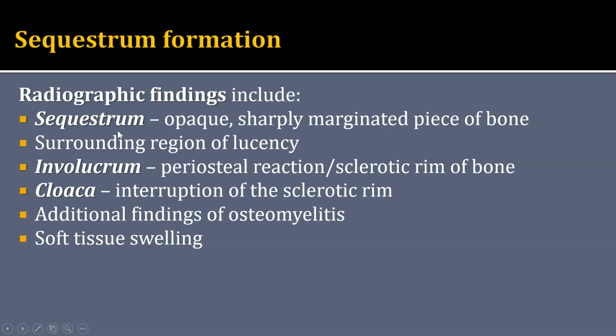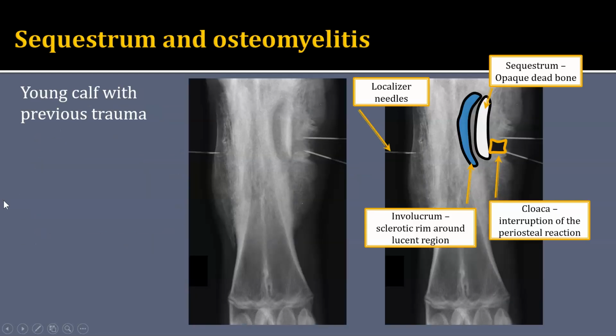Now, we are going to focus on looking for the sequestrum. It is not uncommon to not identify involucrum and cloaca, so I really want you to focus on sequestrum. And whenever we are concerned about bacterial osteomyelitis in our large animal patients particularly, really be sure to continue to assess your radiographs for signs of sequestrum formation. Here's an example of a calf that has extensive bacterial osteomyelitis and sequestrum formation.